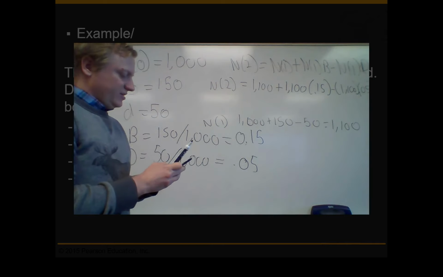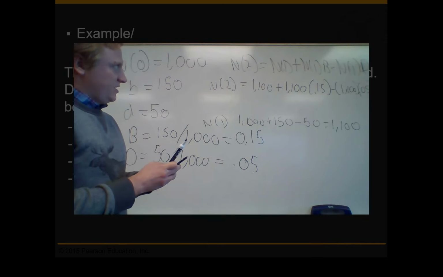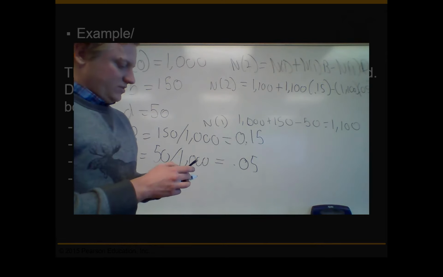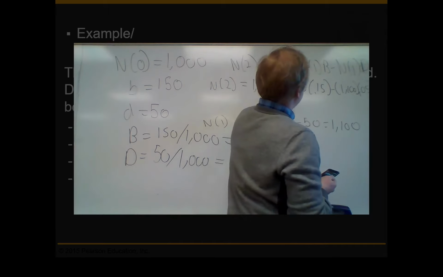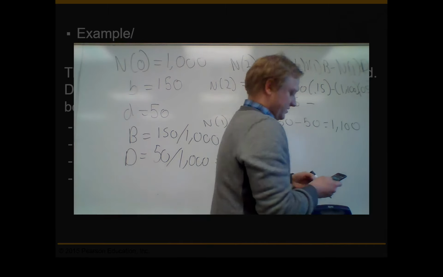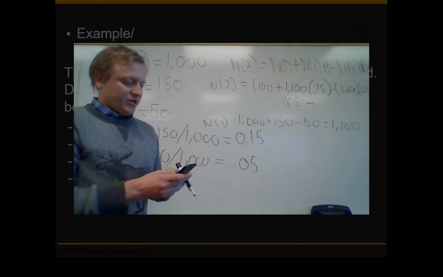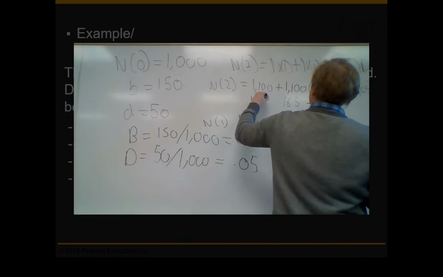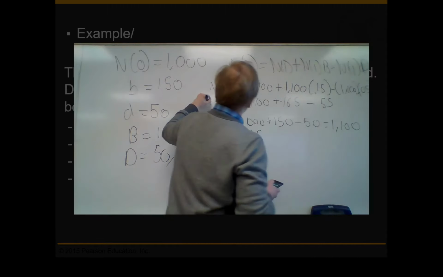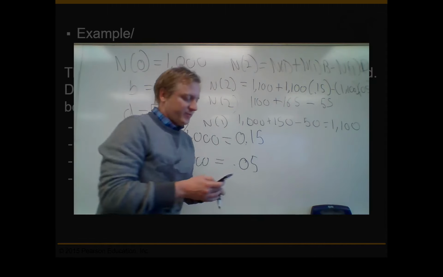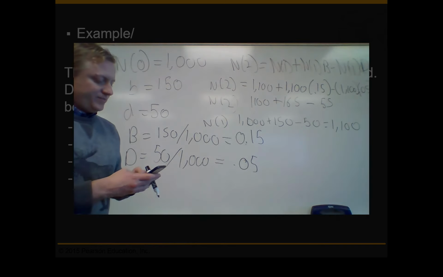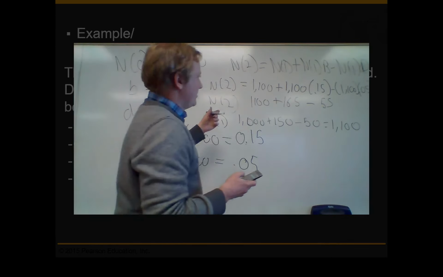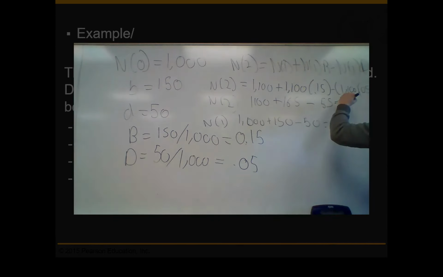We're going to say 1100 times 0.15. 165 minus 1100 times 0.05. 55. So here's our expression for n of 2. So we'll say 1100 plus 165 minus 55. So on day 2, like 1,210.